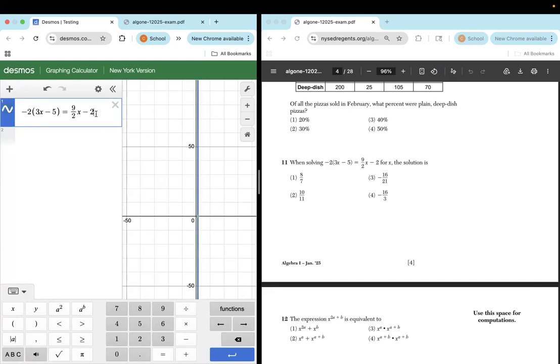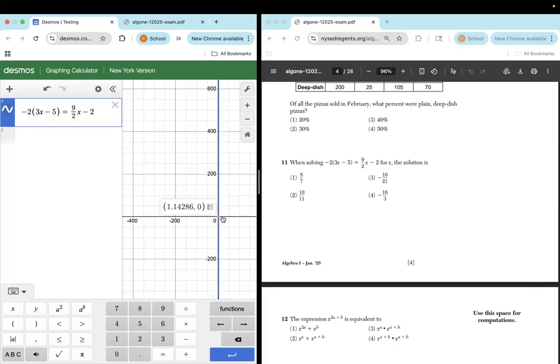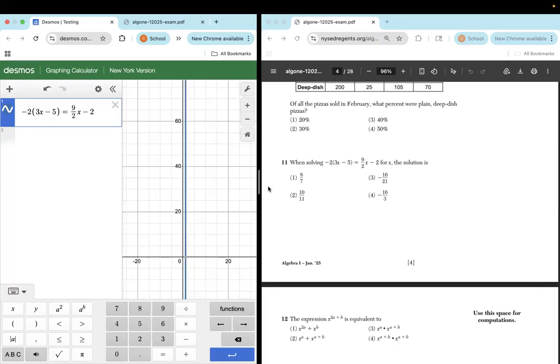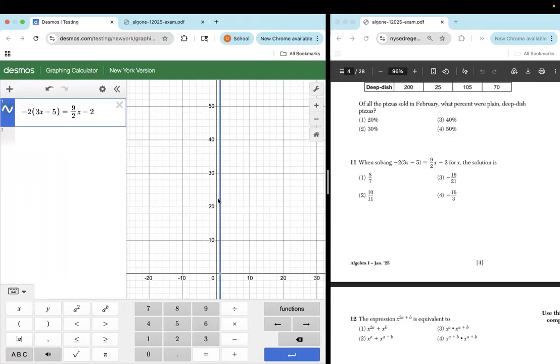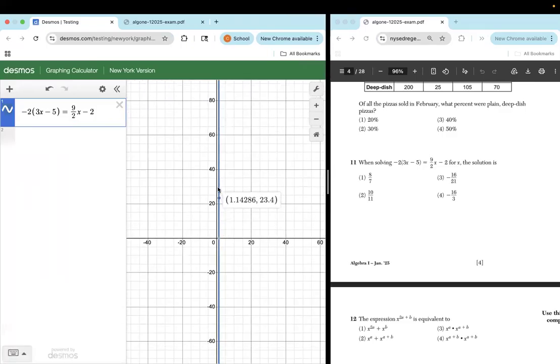So I type it in exactly as I see it. And it's a vertical line. Vertical lines have the equation like x equals some number. Look how the x value stays the same on all these points on the line. So Desmos is basically plotting the solution points for us, but in this case, it's just an x value. So this is the x value, 1.14286. We just need to figure out which one of these is equal to that.